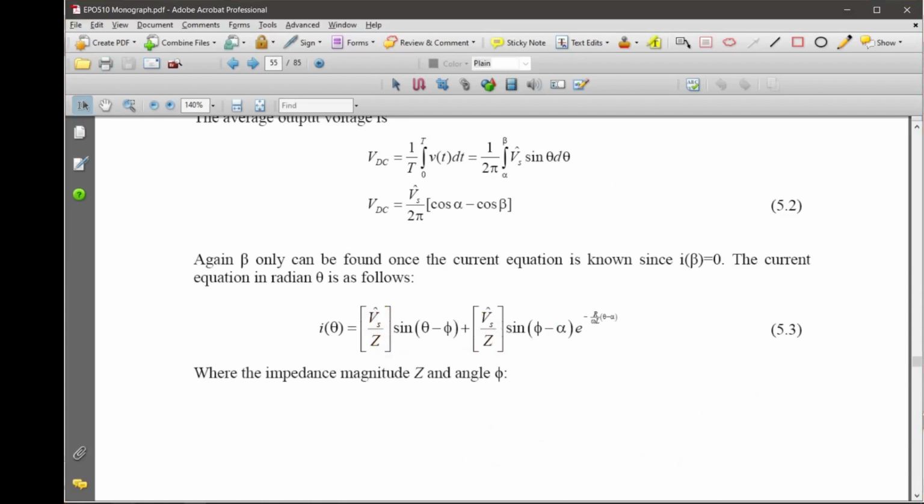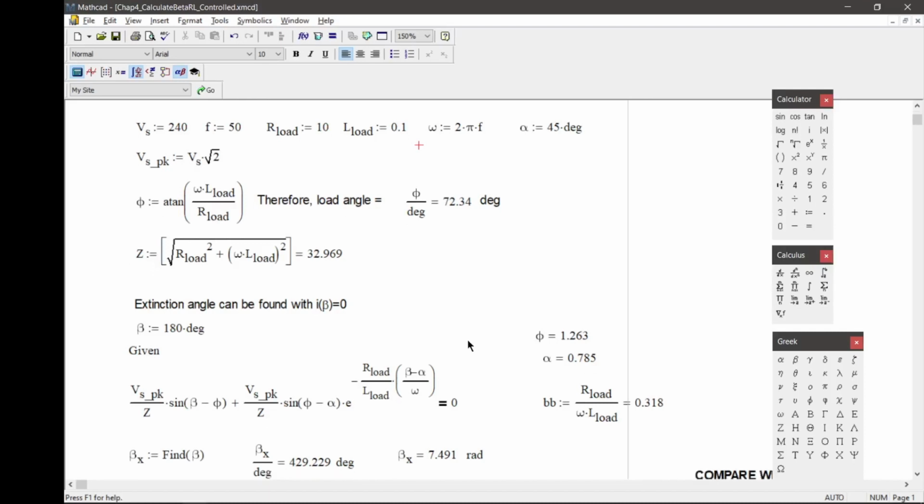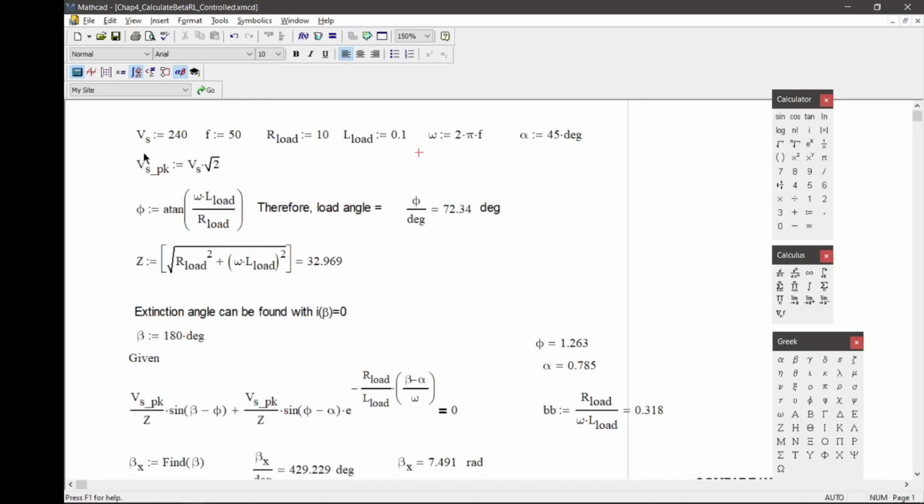I can also share that you can use software, and I recommend MathCAD. Use that to assist you in studying power electronics. You can use it anywhere, not only for power electronics; you can solve many equations using MathCAD. You need to define everything first, and then this is the equation.